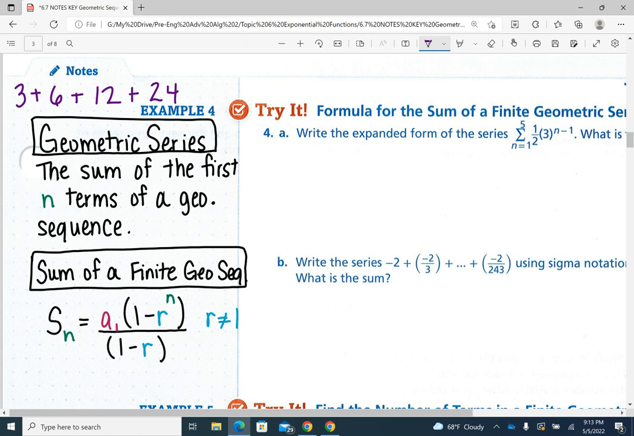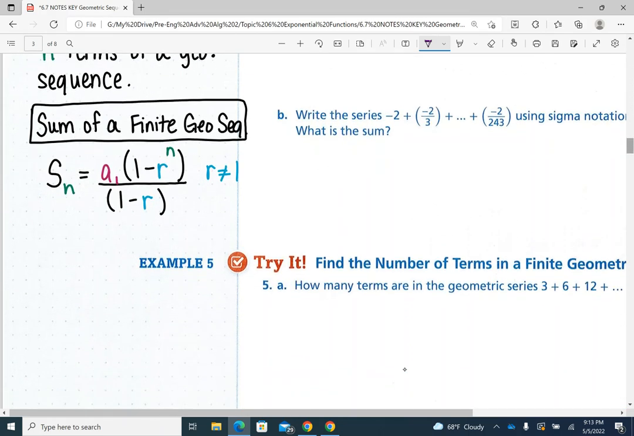The sum of all that would be a geometric series. There is a formula for the sum of the first few terms of a geometric series. It's S sub n, the S stands for sum, equals a1 times 1 minus r to the n over 1 minus r. The r stands for the common ratio. The a1 is still the first term, and n is the number of terms that you want.